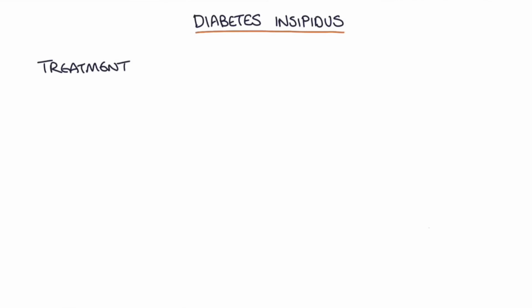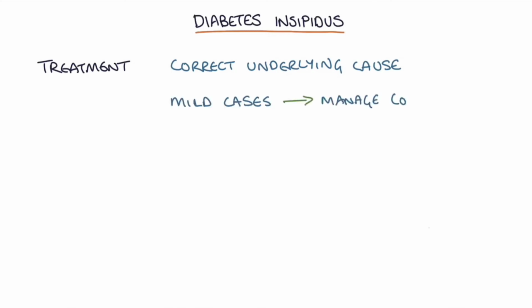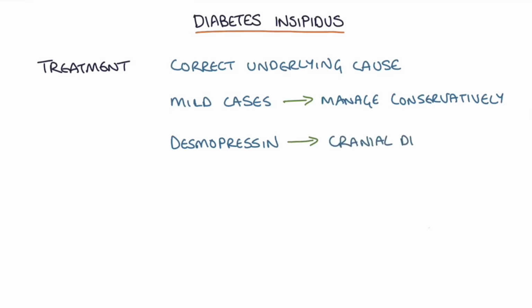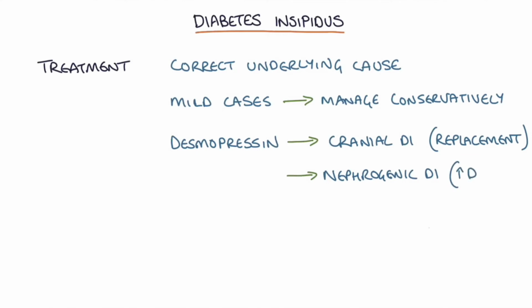So how do you treat diabetes insipidus? Well, if possible, it's worth correcting the underlying cause. Often mild cases can be managed conservatively without any treatment. Desmopressin, which is synthetic ADH, can be used as a treatment in cranial diabetes insipidus to replace the ADH that they're not already making. And in nephrogenic diabetes insipidus it can also be used, but often very high doses are required and close monitoring is necessary in order to get an adequate response from the kidneys.